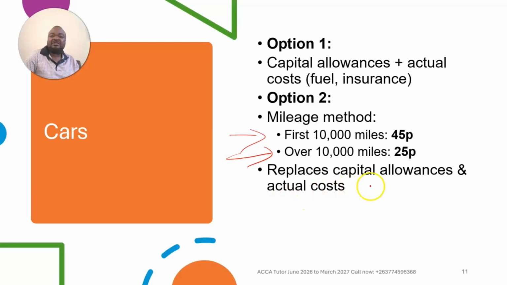These replace capital allowances and actual cost. So the moment you are using the mileage method, you are not going to then use the capital allowances method. Why? Because you would then be doing what is called double dipping, which is not allowed by the taxman.